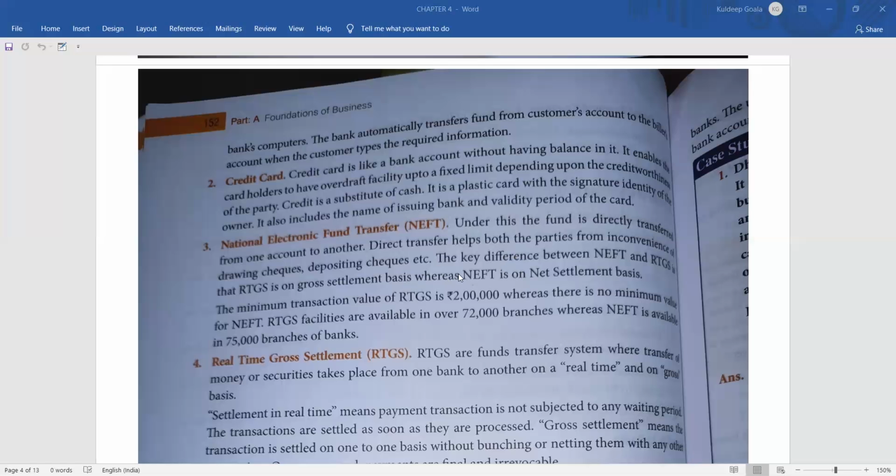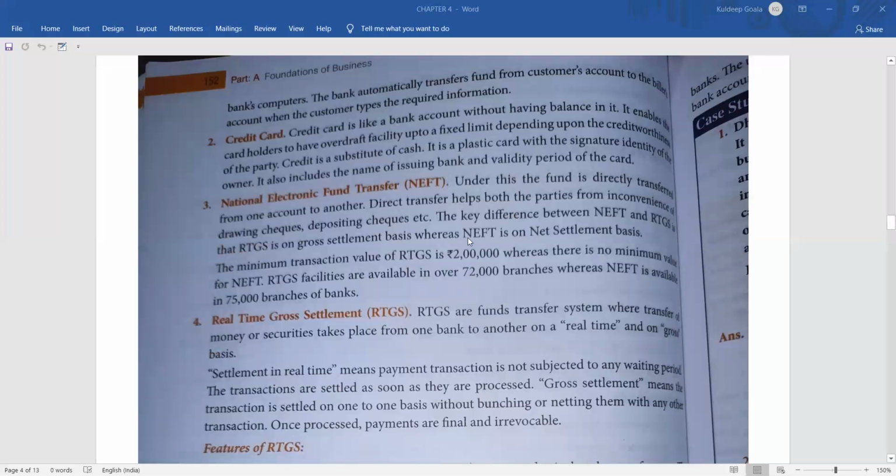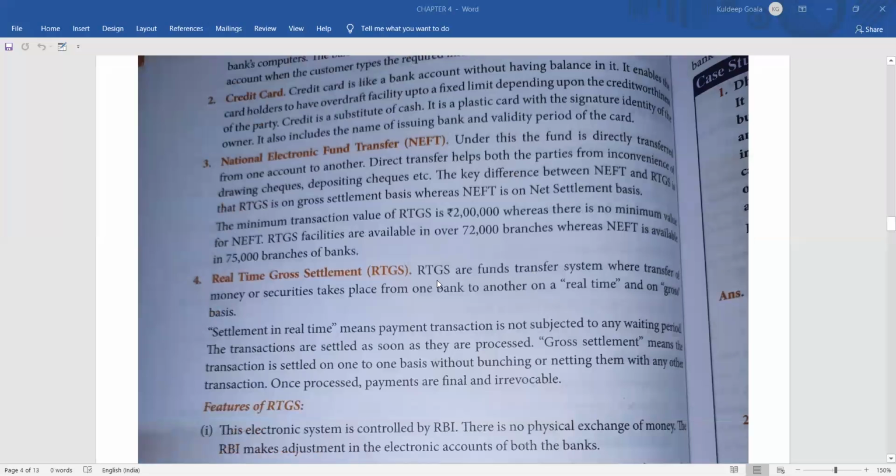Okay. Now there is another thing, that's RTGS. There is a difference between RTGS and NEFT, which I will come to later on. But before that, I want to teach you what is RTGS. So RTGS, the full form is Real Time Gross Settlement, a fund transfer system where transfer of money or securities takes place from one bank to another in real time, okay, immediately and on a gross basis. Real time settlement, what is the meaning of settlement in real time?